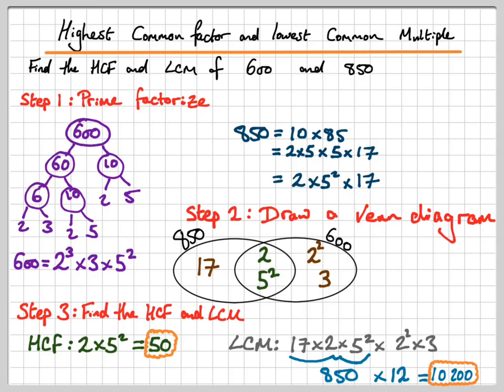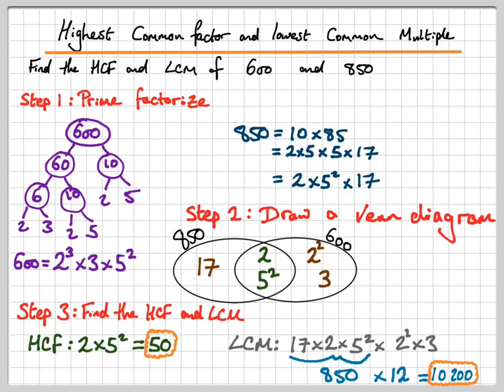Okay, let me just explain what I've done for the lowest common multiple. If you look at the ring for 850, it contains 17, 2 and 5 squared. If I multiply those numbers together, I obviously get 850. And in fact, if I multiply those numbers by any other whole number, I will get a multiple of 850. If I look at the numbers in the 600 ring, 2, 5 squared, 2 squared and 3, if I multiply them all together, I'll get 600. And if I multiply them all together and multiply by another integer, I will get a multiple of 600.